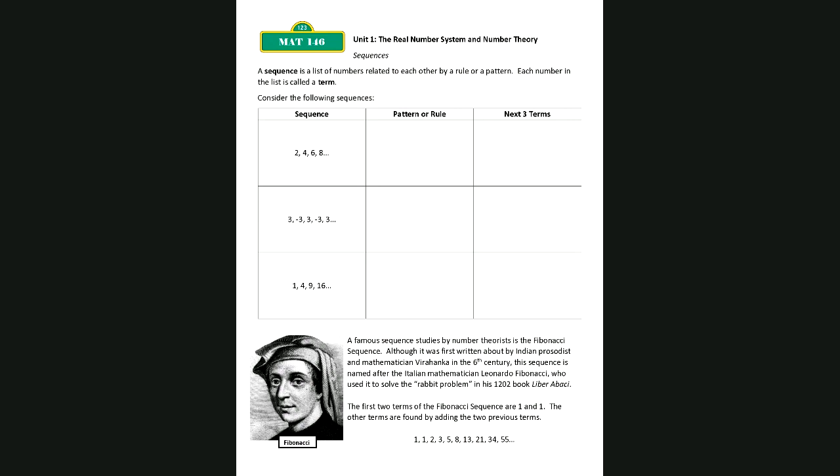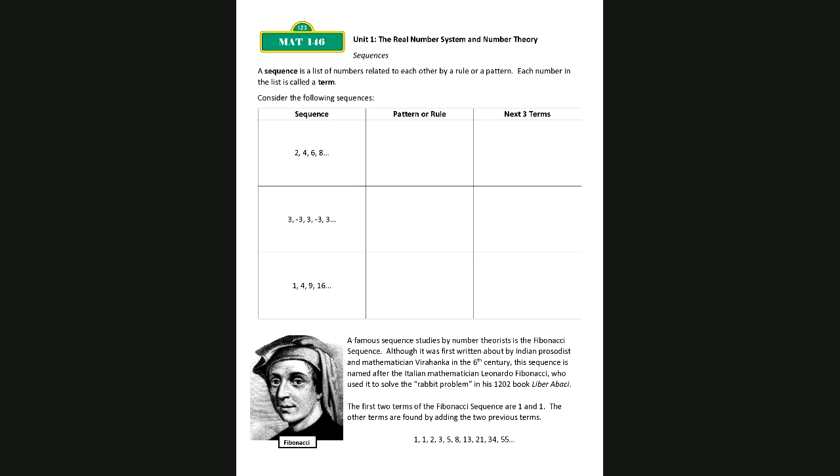This is the last topic that we're going to study in number theory. And believe it or not, when we start talking about growth, which we will do next week, and modeling growth, some of this information about sequences will come into play again. So let's talk a little bit about sequences. A sequence is a list of numbers related to each other by a rule or a pattern. Each number in the list is called a term.